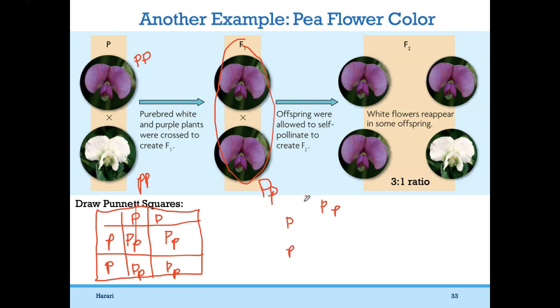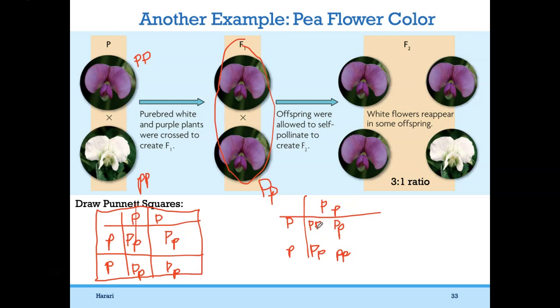So what we're going to get in this mating is one big P, big P, one big P, little p, another big P, little p, and finally little p, little p. These are the four possible combinations of genotypes we can get, combinations of alleles.